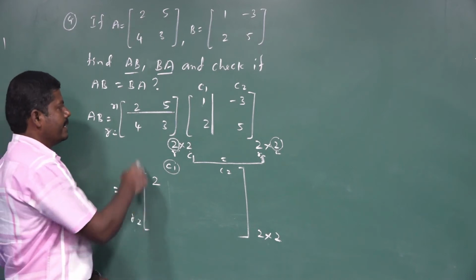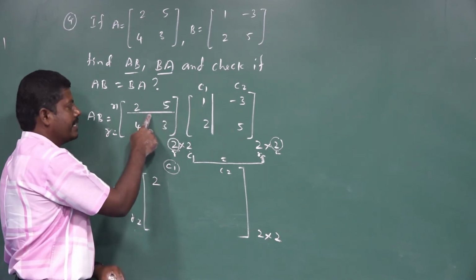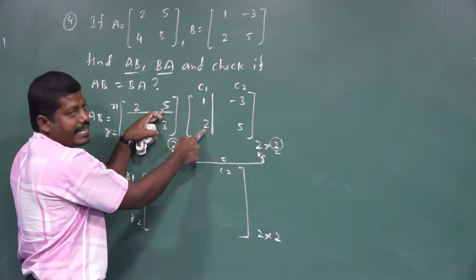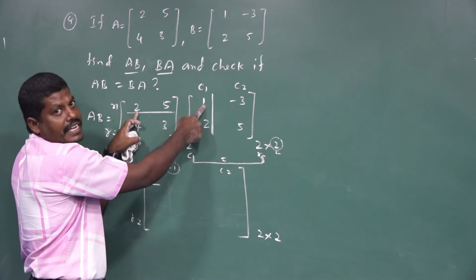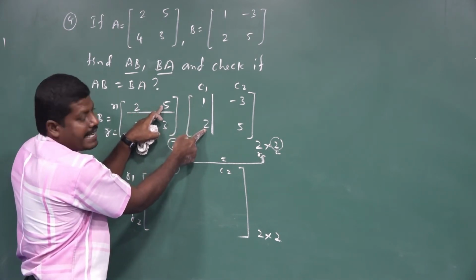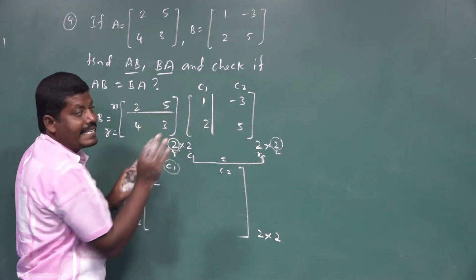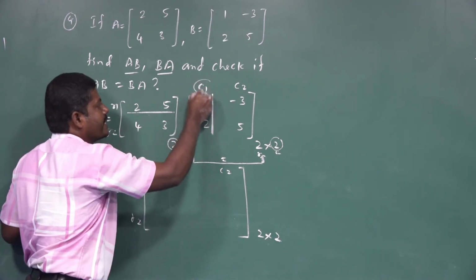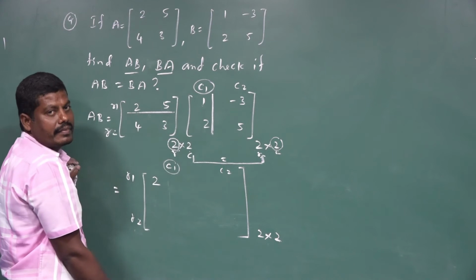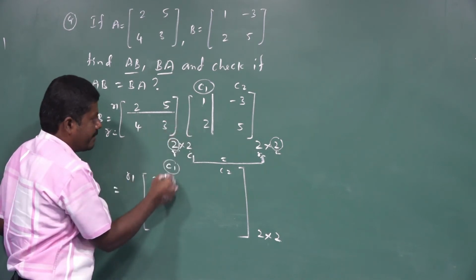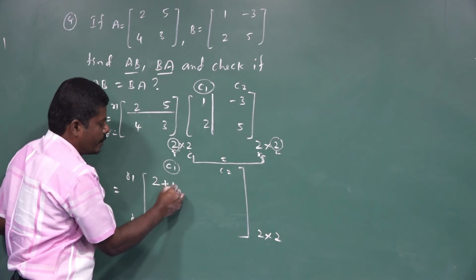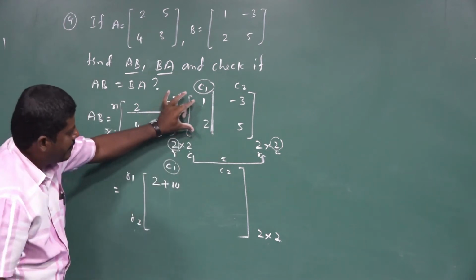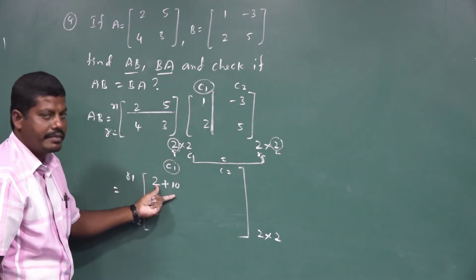Next, you take the second value in this row, which is 5. After that, in this column, you take the second value. First value means take the first value, second value means take the second value. Multiply both values: 5 times 2 is 10. Don't write it here, because our first column is not yet over. Plus 10. That plus 10 you write in our first column only. Now the first column is over. Both values are completed.